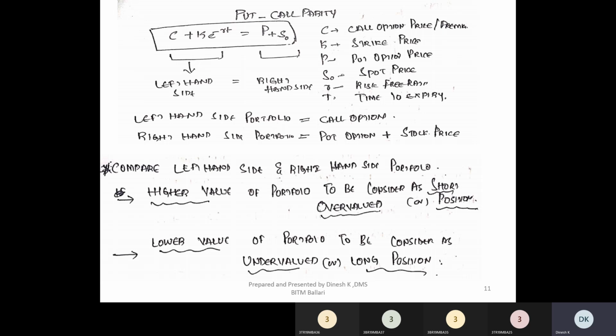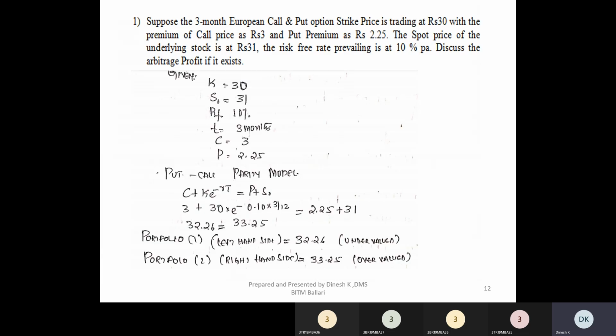Okay, now let's try to understand the situation here, how to move ahead with the arbitrage opportunity. Okay, now here is a problem for you all. Suppose a 3-month European call and a put option strike price is trading for 30. One of the conditions when you go for put call parity is make sure that the strike price of call and the put should be similar, right? So both the call option and the put option strike price is 30, with the premium of call option is 3 and the premium of put option is 2.25.